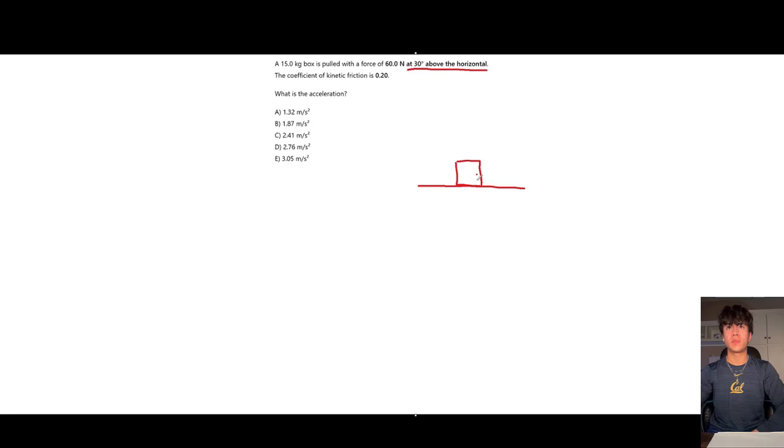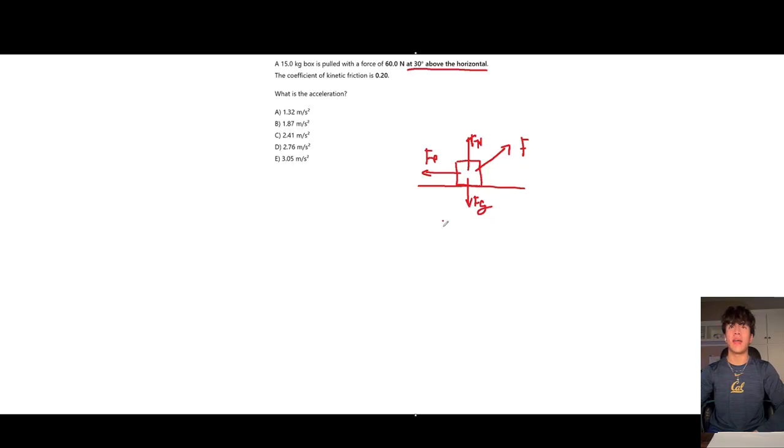In this case, there is a gravity force, because everything is affected by gravity. And always remember that when there's gravity, there's always a normal force opposing it to keep it from falling into the ground, because there's a surface. And we have a force of 60 newtons at 30 degrees, and there is a friction force going against it. Now we have our force diagram.